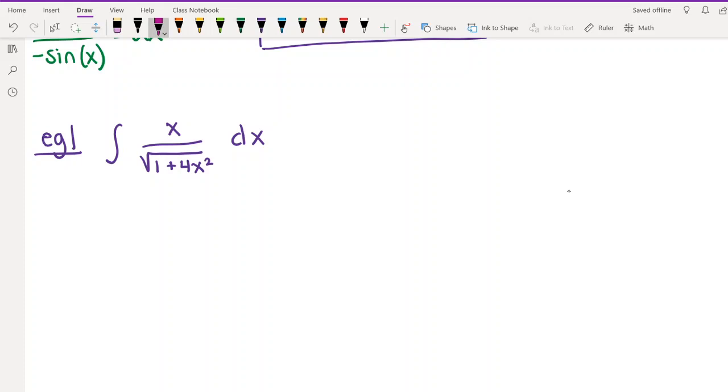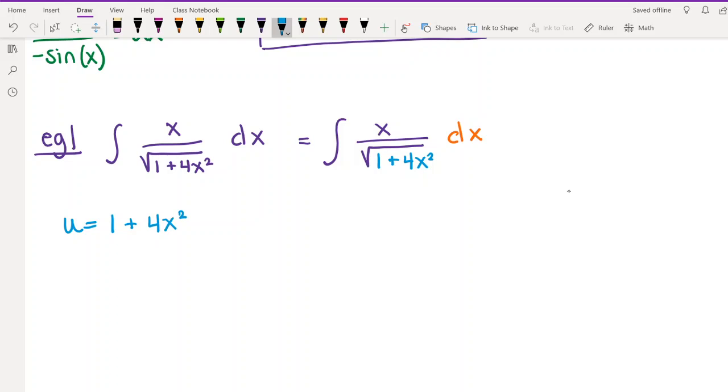And that's something you can rewrite using the power rule, and you can take the antiderivative. So let's rewrite this just with my colors, and then we'll get into it. So 1 plus 4x squared dx. Okay, so as we just said, let's let u equal 1 plus 4x squared.